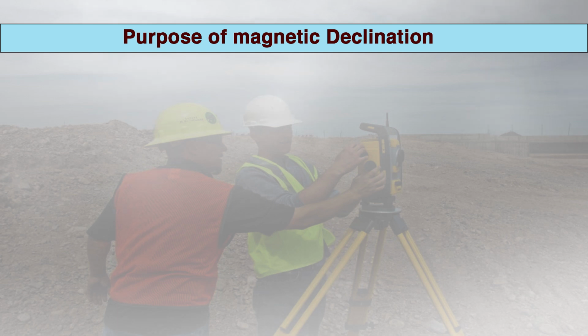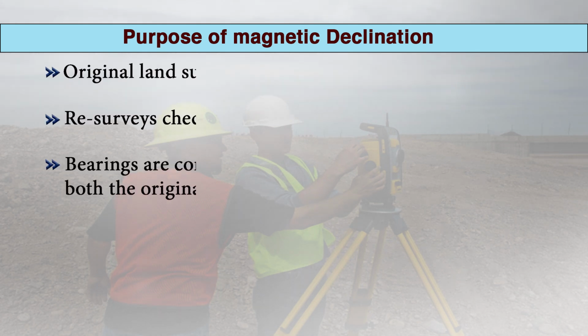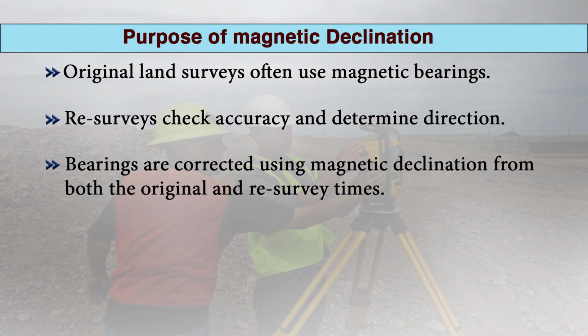Now, moving on, we will discuss the purpose of magnetic declination. Most of the original land survey has been done in terms of magnetic bearing. When rerunning the survey lines at a future time to check the accuracy of the work or to locate the direction, the observed bearings may be corrected if the magnetic declination at the time of the original survey and at the time of resurvey are known.